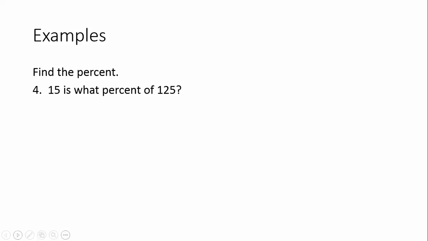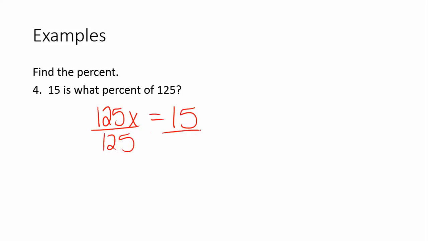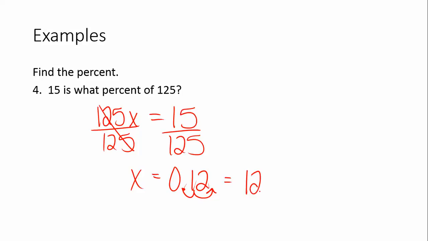Number 4 says 15 is what percent of 25? So again, it's the percent times the whole, so x times 125 or 125x equals 15, which is the part. Divide both sides by 125. That's 0.12, and you need to move the decimal place 2 times to the right, or it's the same as multiplying by 100, but that gives you 12%.